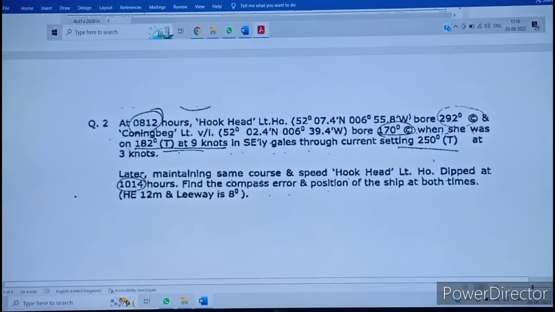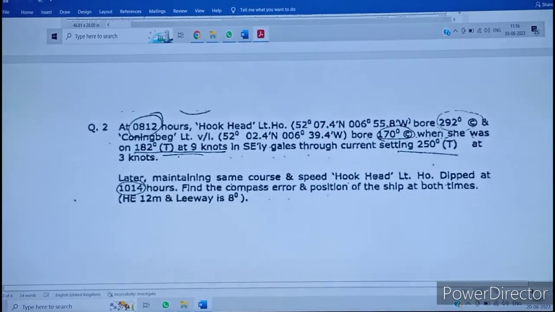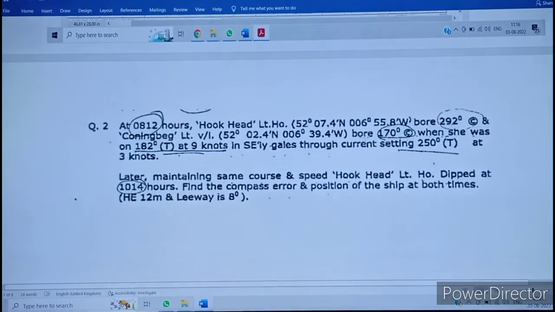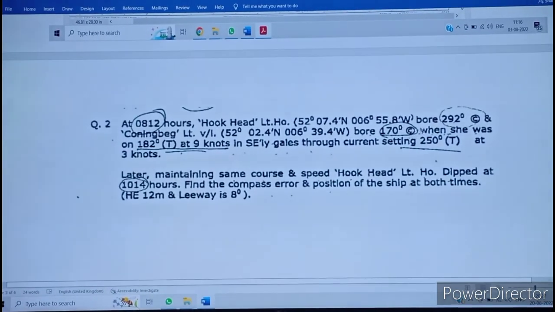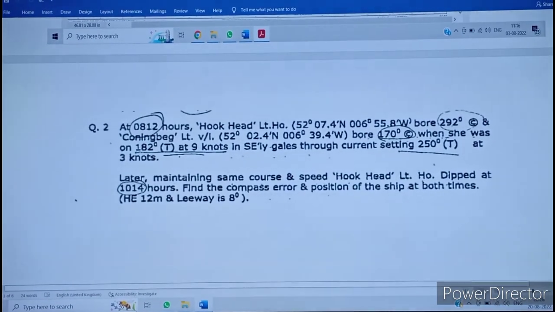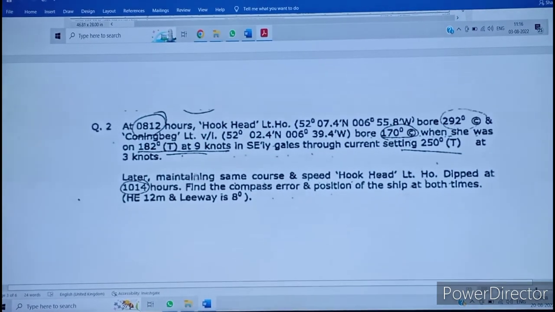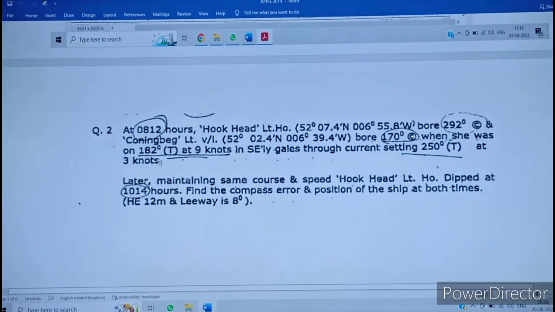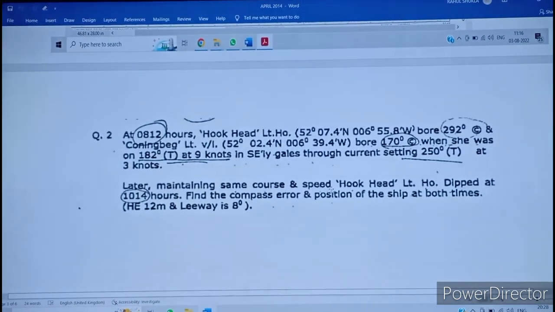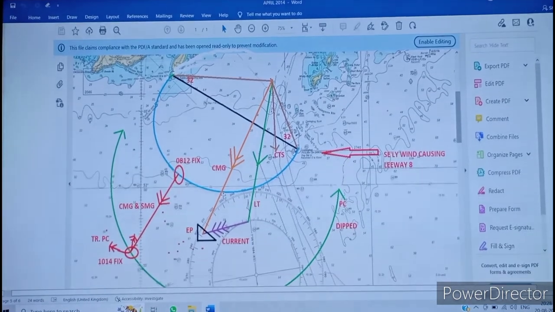So what is given in the question: we have one lighthouse at 0812, Hook Head light, bearing 292 compass, and Conning light bearing 170 compass. So we have one position circle. She was on 182 at 9 knots, southerly gale, current setting 250 at 3 knots. Later, maintaining the same course and speed, Hook Head light dipped at 1014. So let's see how we will approach this question on the chart.